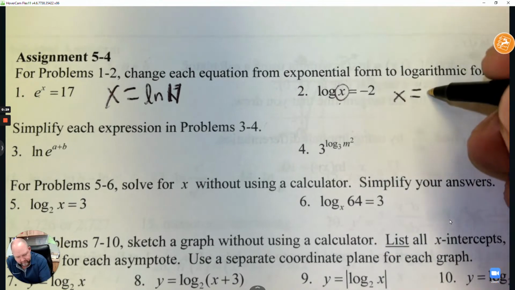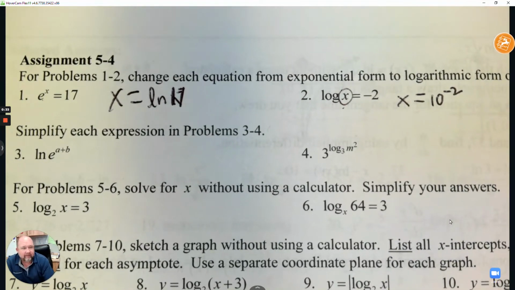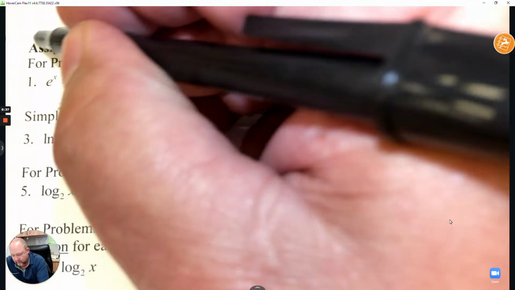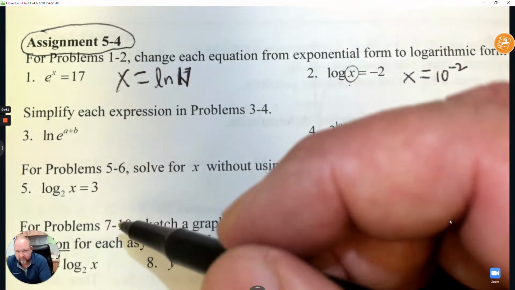The base you don't see for a common logarithm is 10, and the exponent is -2. I don't want you to write in your book. I want this in your notebook, but I'm doing it in the book, just because.